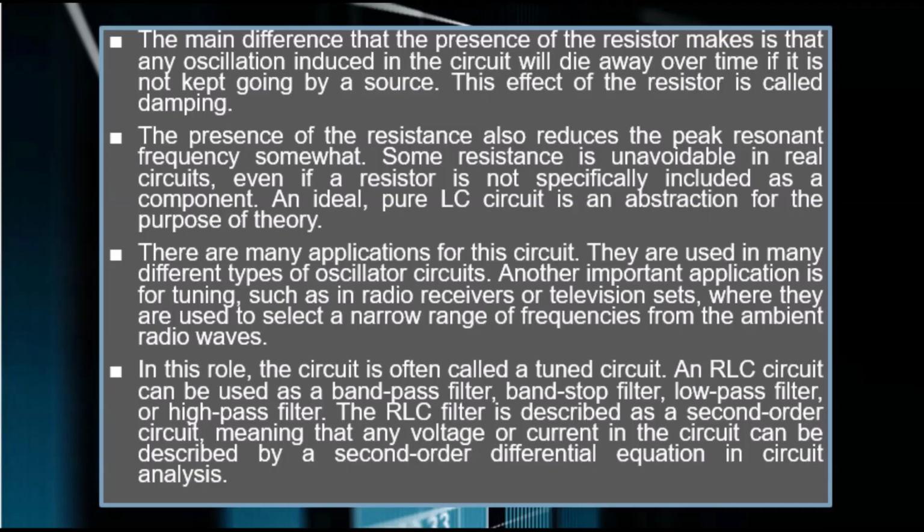The main difference is that the presence of the resistor means that any oscillation induced in the circuit will die away over time if it is not kept going by a source. This effect of the resistance is called damping. The presence of resistance also reduces the peak resonance frequency somewhat. Some resistance is unavoidable in real circuits, even if a resistor is not specifically included as a component. An ideal LC circuit is a purely theoretical case.